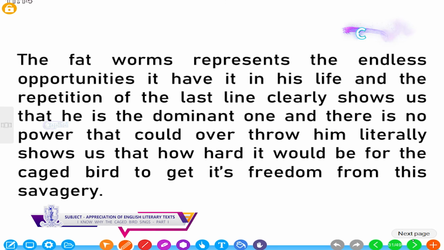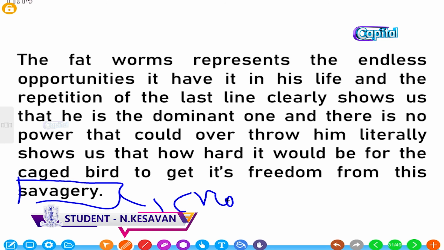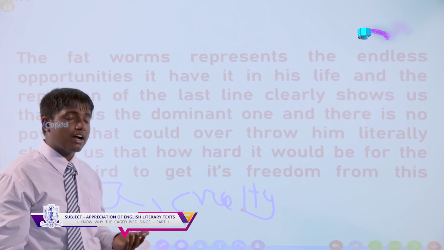Now, let's move on to the final meaning. The fat worms represents the endless opportunities that it have in his life. And the repetition of the last line clearly shows us that he is the dominant one and there is no power that could overthrow him. Literally shows how hard it would be for the caged bird to get its freedom from this savagery. I have mentioned the word savagery because savagery is another word for cruelty. And the cruelty has been expressed, and also how they are benefiting from this caged bird, while all of these resources are gone and all of these resources are captured by the white American.